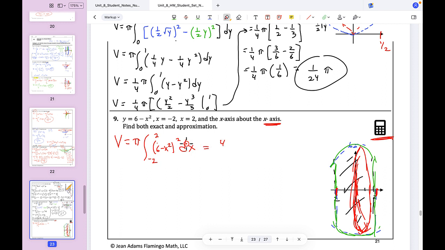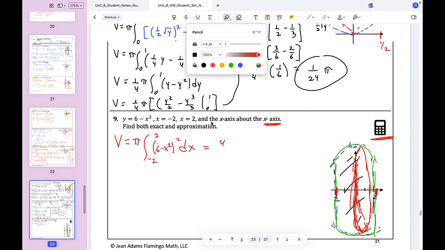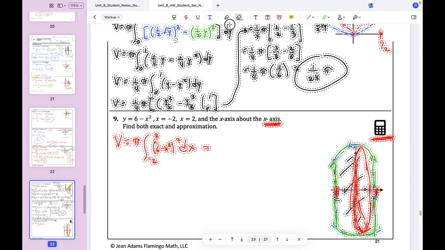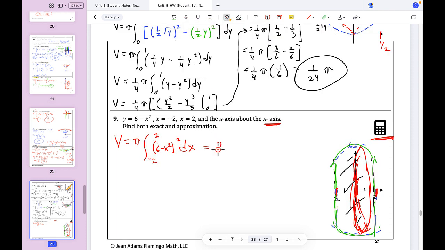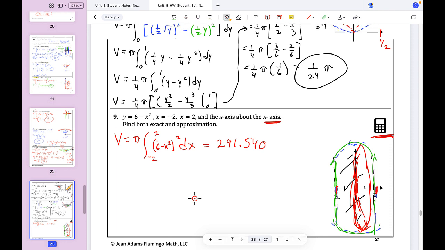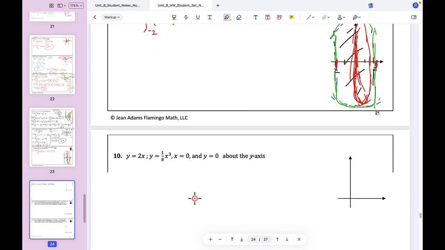Sorry, hold on a second. We get 291.540. So sometimes it gets a little confusing because we're so used to doing the washers, but they're not always washers. They might just be the disk method.